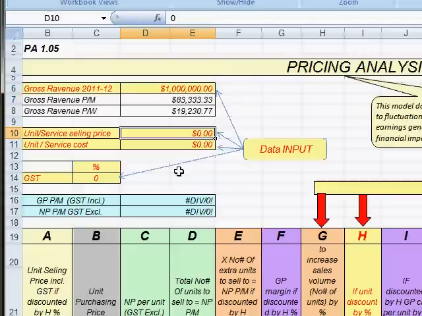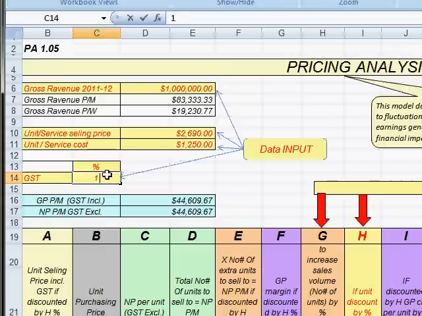And the second one we need to do is our selling price for that product or service that we are selling, let's say $2,690, and the unit service cost to us, let's say it's $1,250. And the last one is basically GST or VAT or whatever kind of tax they might call it over there, but basically it is a tax, nothing else but just as simple as a tax. So let's say it's 10%.